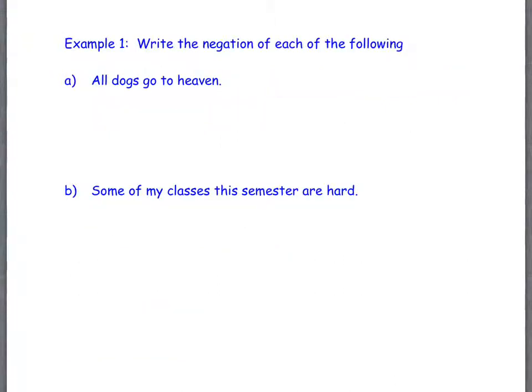So I've got two examples here. The first one says, all dogs go to heaven. It's got that word all in it, so what kind of quantifier is it?